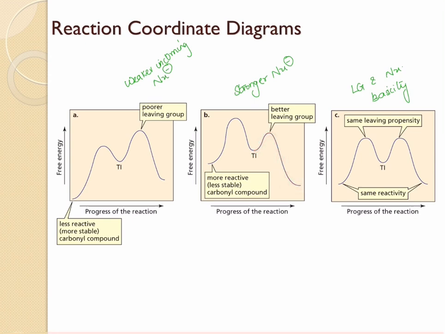But when the leaving group and the nucleophile both have about the same basicity, then the reaction can hop in both of these directions, to give us both the product and the reactant.